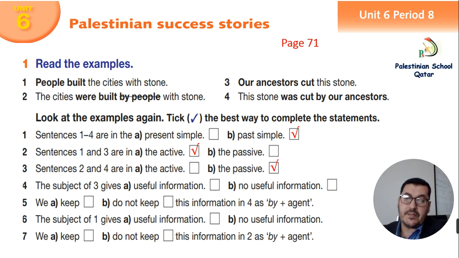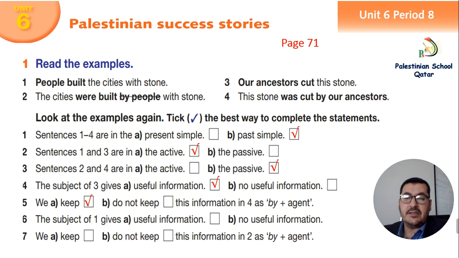And number 4, the subject of 3 gives useful information or no useful information? Yes, it gives us useful information. Why? Because we know who did the action. We know who did the action and what happened. So it's useful information. Now number 5, do we keep or do we not keep this information in 4 as by agent? Yes, we keep it.